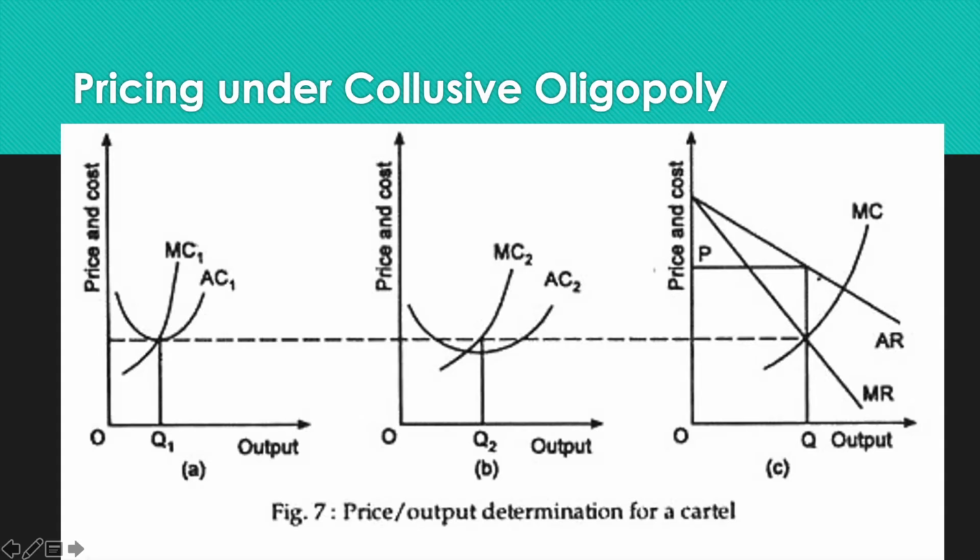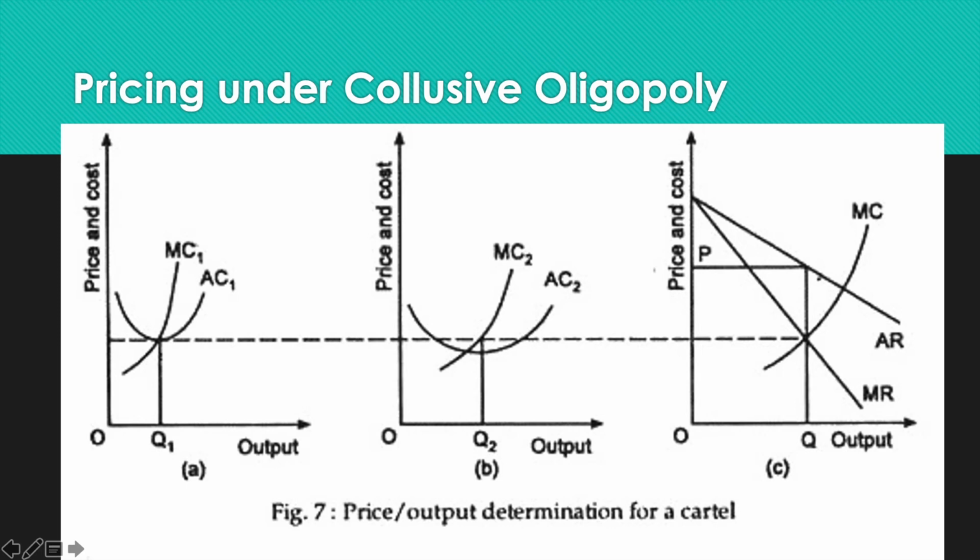Okay, so the next topic that we're talking about is pricing under collusive oligopoly. So, like I explained earlier, collusive oligopoly is a form of oligopoly where there's cooperative oligopoly. So, all the firms are cooperative with each other and they work together. So, when they work together, they form groups called cartels for their mutual benefits and advantages.